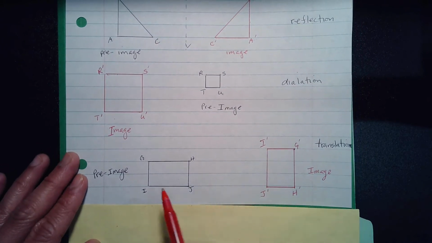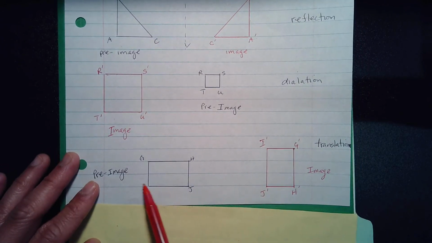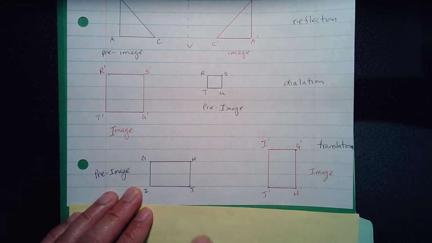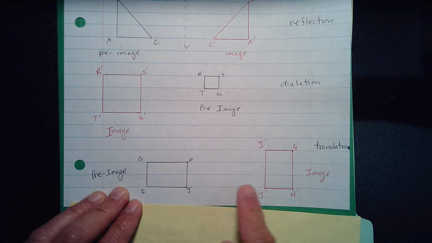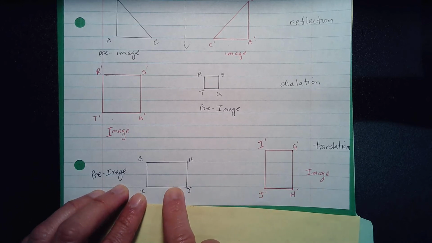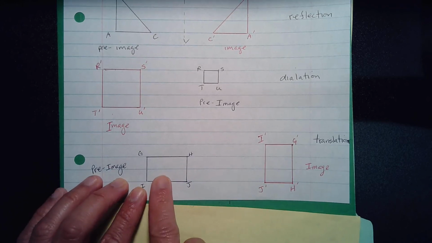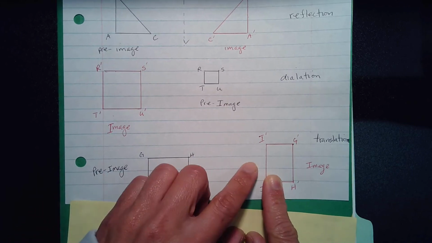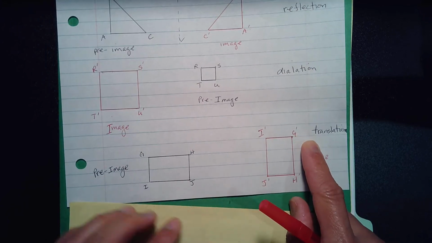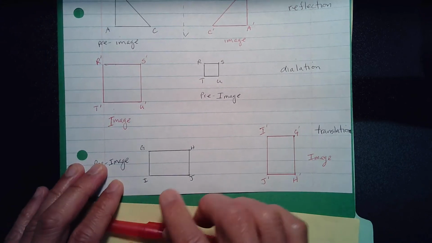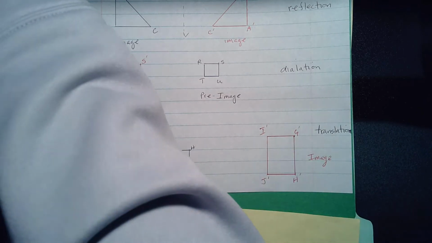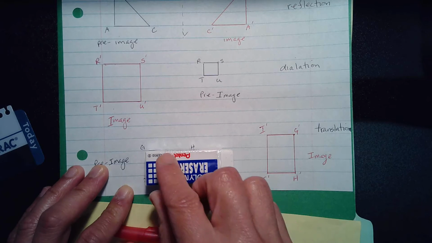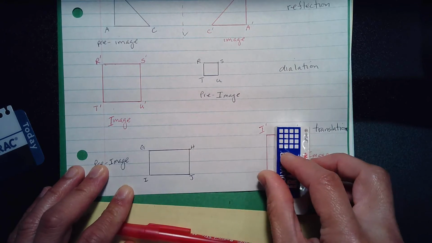Next, here is our pre-image, this rectangle. And now what happened was, this is what you call a translation or a slide. So what happens is we slid this figure over and then we rotated it. Okay, so we move this figure, so it's like this here. We move this figure and then we rotated it.